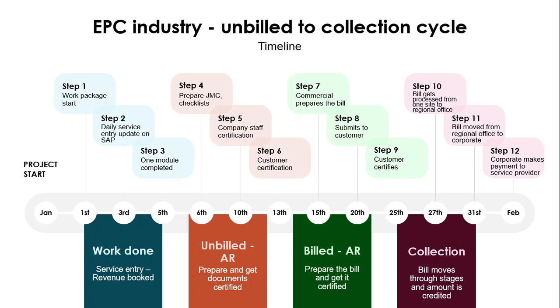Like I said, let's say it's 100 rupees worth of work you have done, corporate will make either a NEFT or an RTGS payment to the service provider. On 31st, once you have moved the bill from regional office to the corporate, and then on February 1st you would be getting the payment. So this is how the phasing happens in this RBC. You book the revenue, then you do the billing, and then you collect the money.